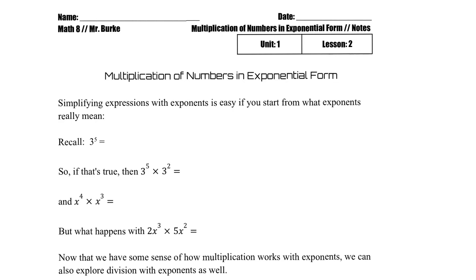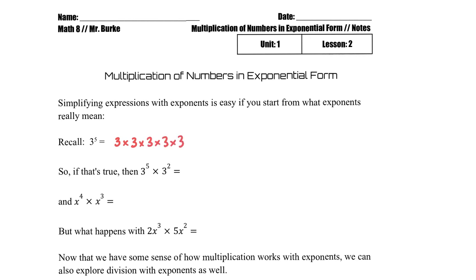Okay, so one of the first things that we want to do with expressions that contain exponents is we want to be able to multiply them and divide them. So let's quickly recall that 3 to the 5th power means we're going to take the base of 3, the exponent is 5, and we're going to multiply the base times itself as many times as the exponent says. So this would be 3 times 3 times 3 times 3 times 3.